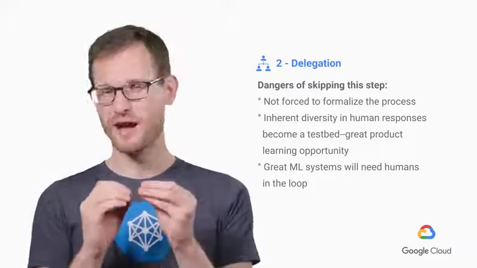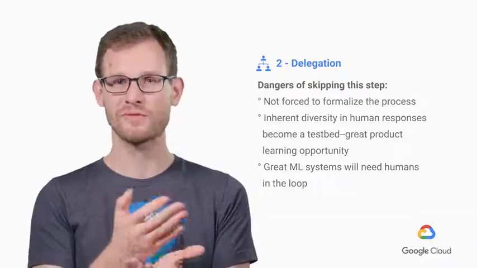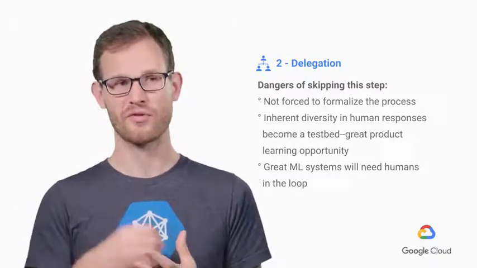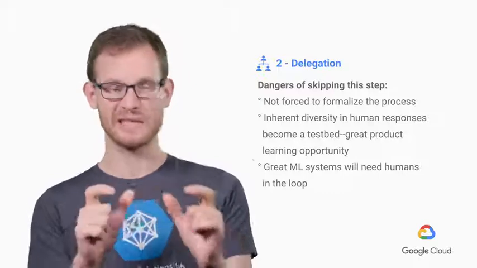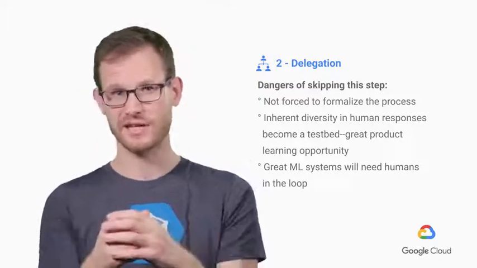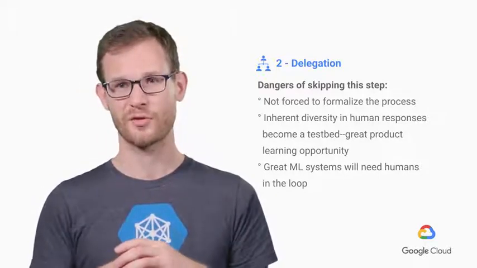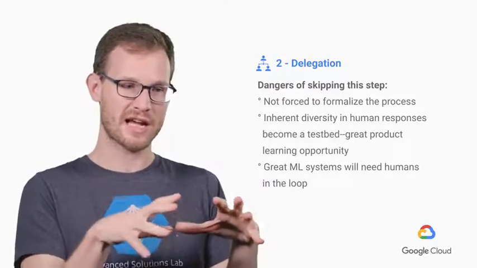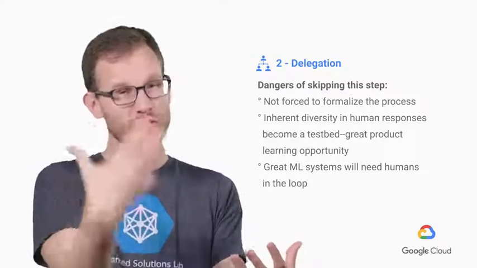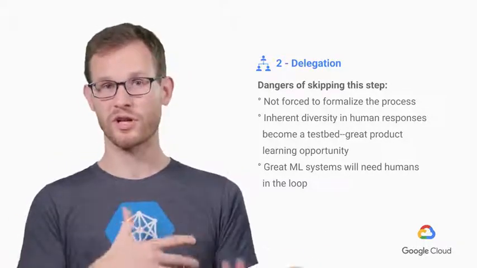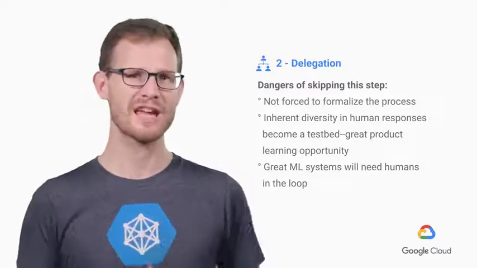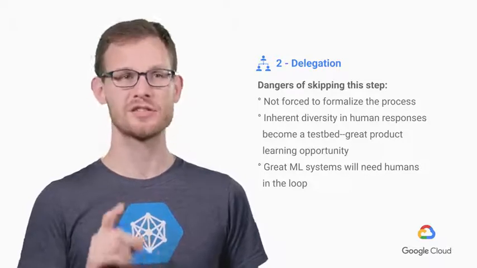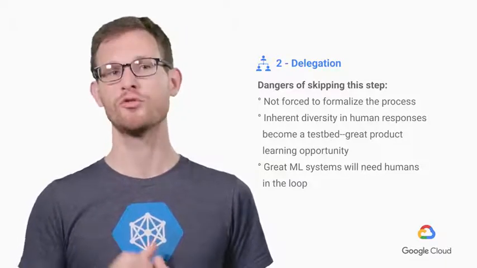There's also this great opportunity at this stage that human responses have an inherent diversity, and this becomes a testbed for great product learning. As each human, let's say, as an example, in a call center, answers the phone a little bit differently, they have different customer outcomes. Then the organization, when you review that data, can learn what's working and what's not. And then finally, great ML systems will need humans in the loop. And this is your opportunity to identify who you need.